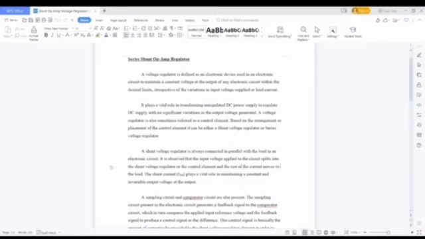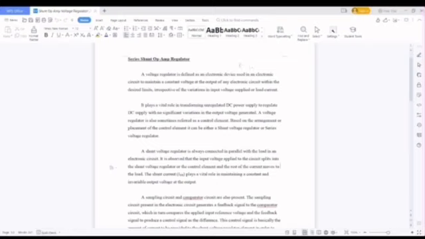I am going to explain about voltage regulator, which is the series shunt op-amp regulator. A voltage regulator is defined as an electronic device used in an electronic circuit to maintain a constant voltage at the output of any electronic circuit within the desired limits, irrespective of the variation in input voltage supplied and load current. It plays a vital role in transforming unregulated DC power supply to regular DC power supply with no significant variations in the output voltage generated.